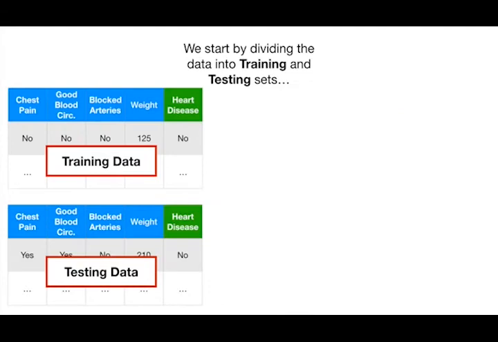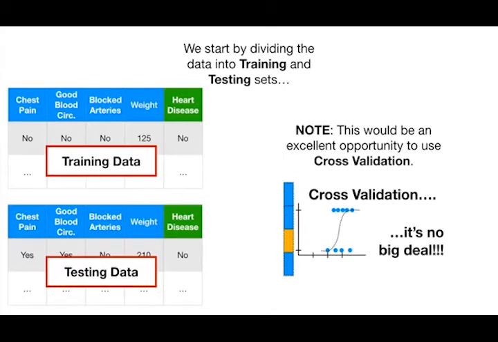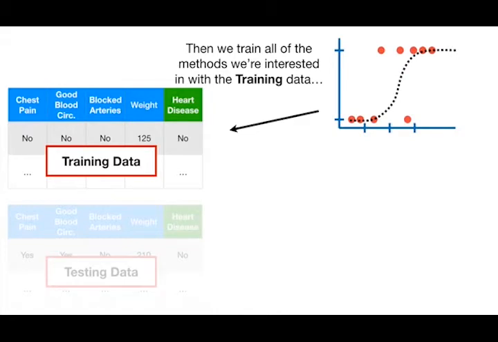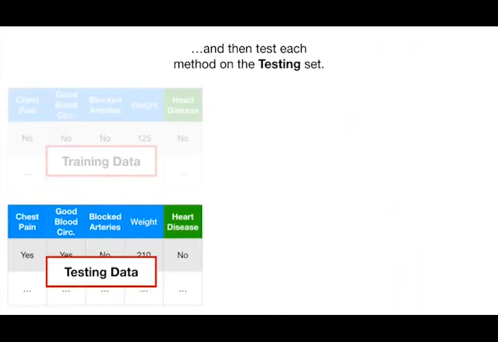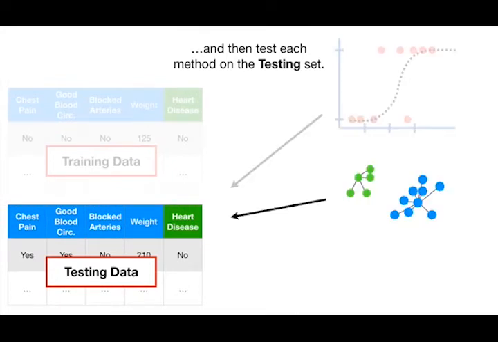We start by dividing the data into training and testing sets. Note, this would be an excellent opportunity to use cross-validation, and if you're not familiar with that, check out the StatQuest. Then we train all of the methods we're interested in with the training data, and then test each method on the testing set.